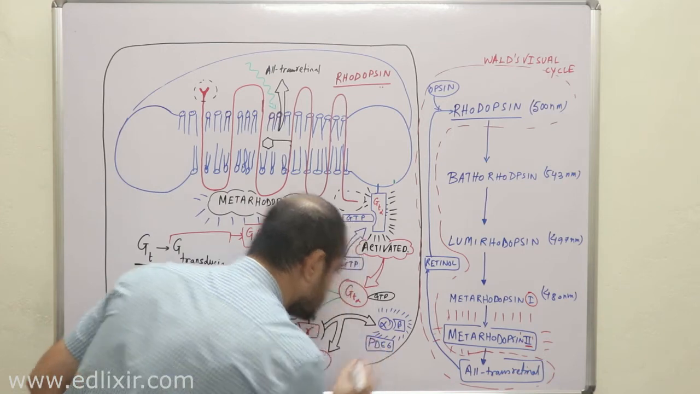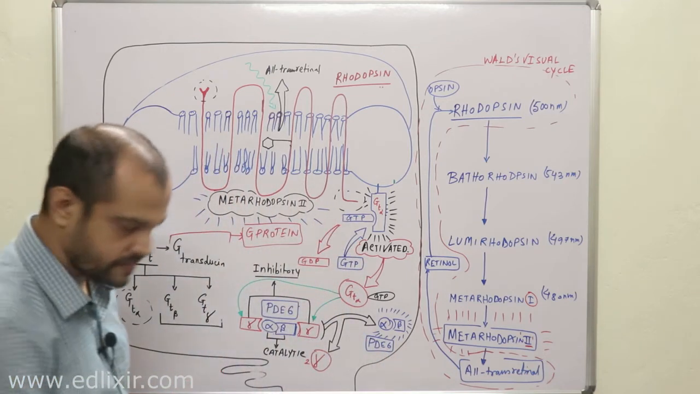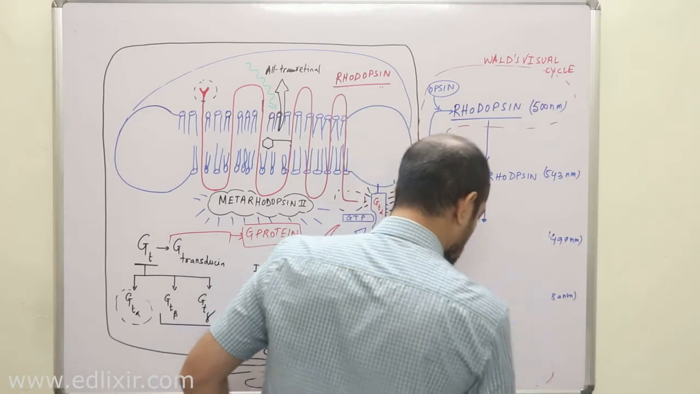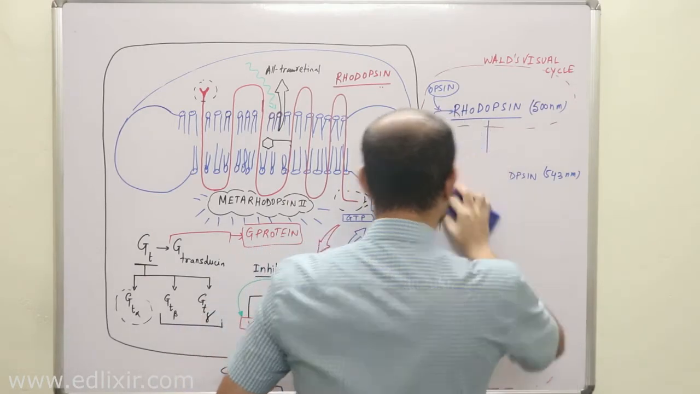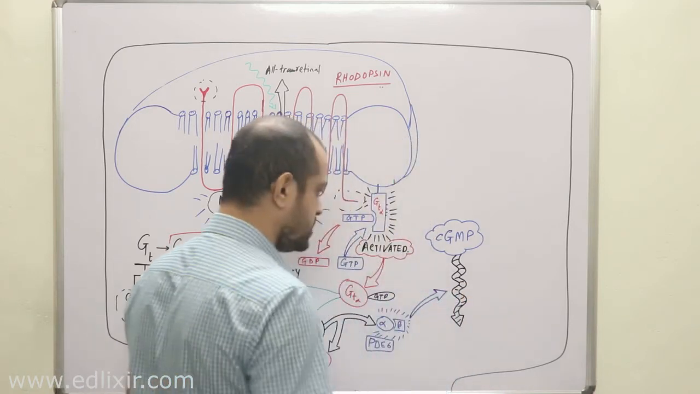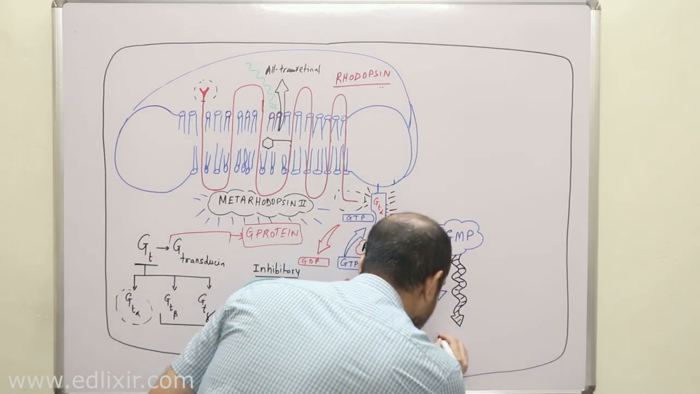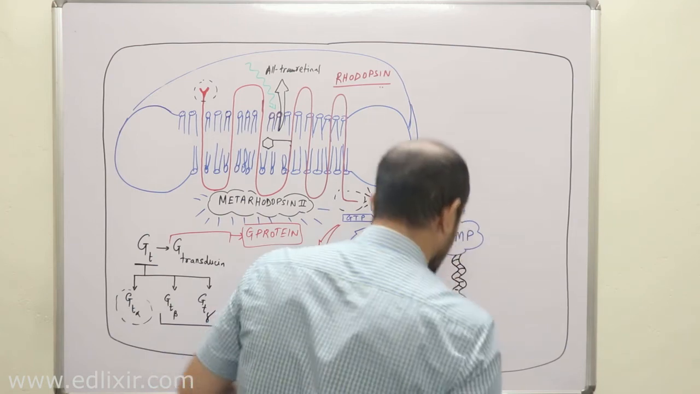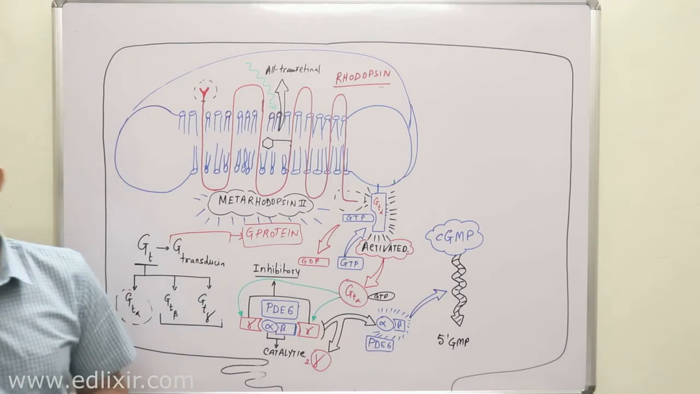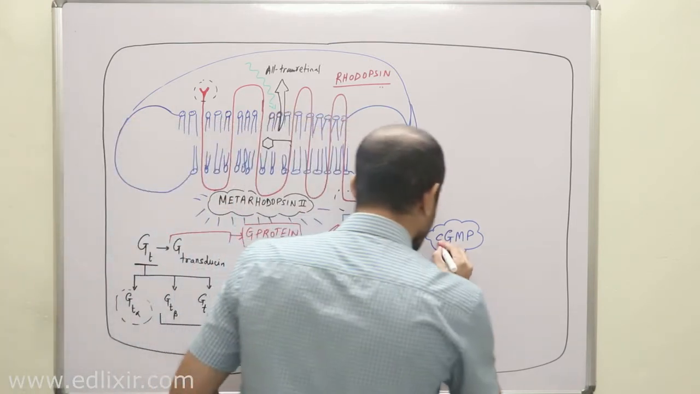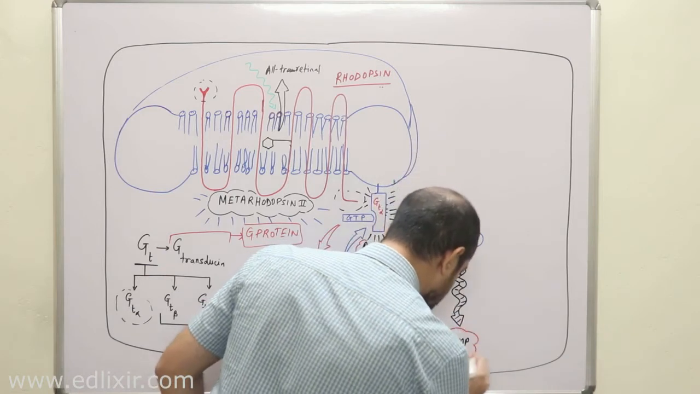PDE6 is phosphodiesterase 6. Now what do you mean by phosphodiesterase? Listen with all your attention. What is the role of this phosphodiesterase? Do you know? It will convert cyclic GMP into 5' GMP. Now this is very, very important for you to understand, that this cyclic GMP is converted into 5' GMP.